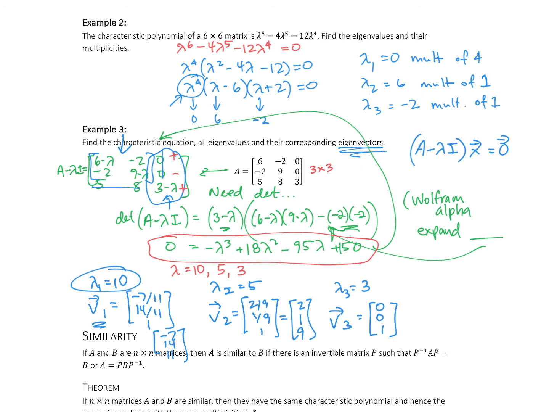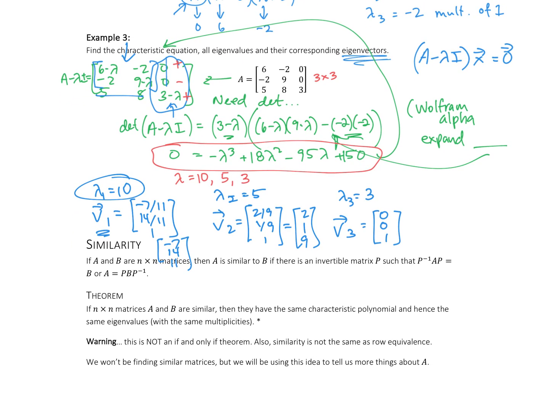All right, the last thing we're going to talk about real quickly in this section, which will come into play in the next part, has to do with the idea of similarity. We're not going to dive deep into finding similar matrices, but I want to point out this property: two matrices A and B are similar if I can find some invertible matrix P such that the inverse of P times A times P gives me B back out. Then A and B are called similar.